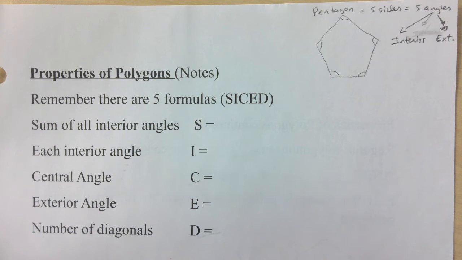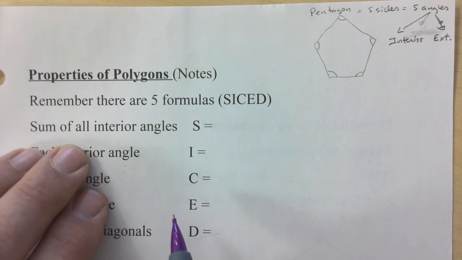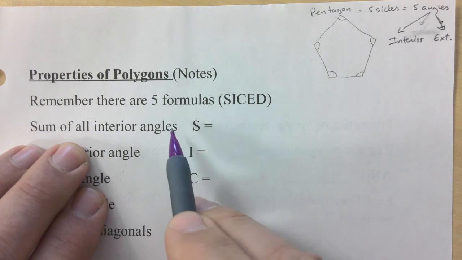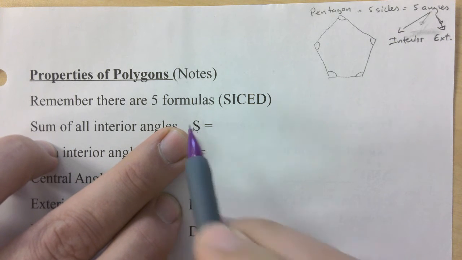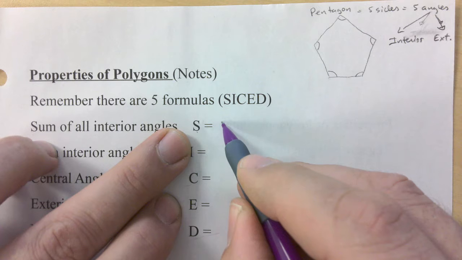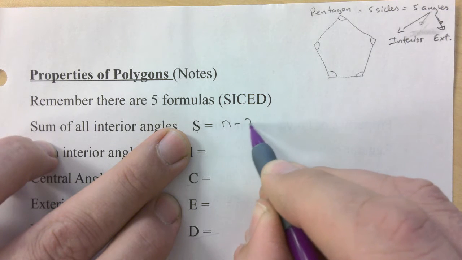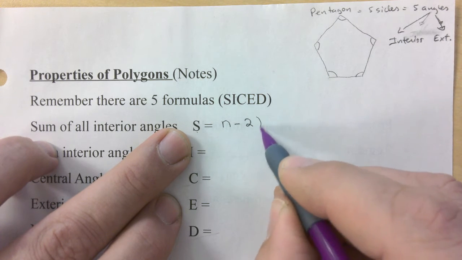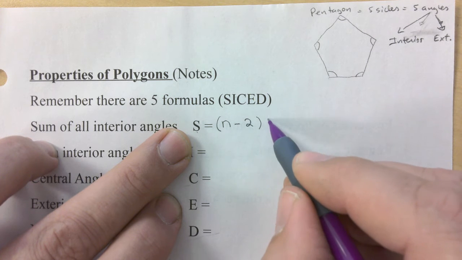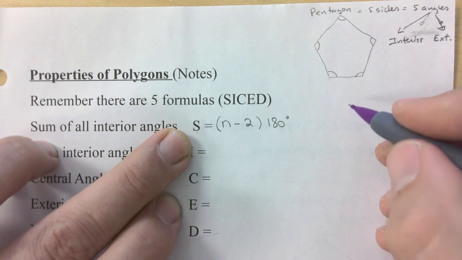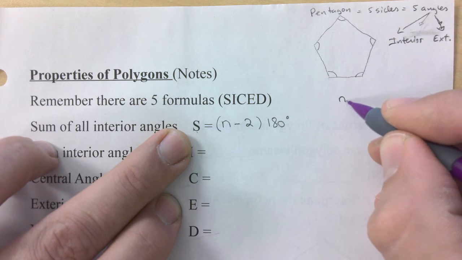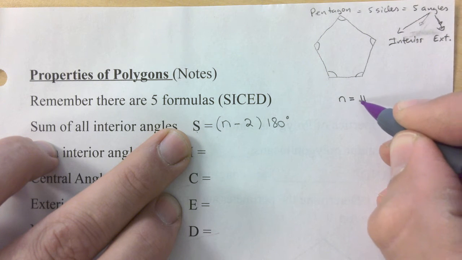What we know is that the sum of all interior angles, right, would be denoted by letter S, and that would be (n minus 2) times 180 degrees. And let's just get over with. N represents the number of sides.